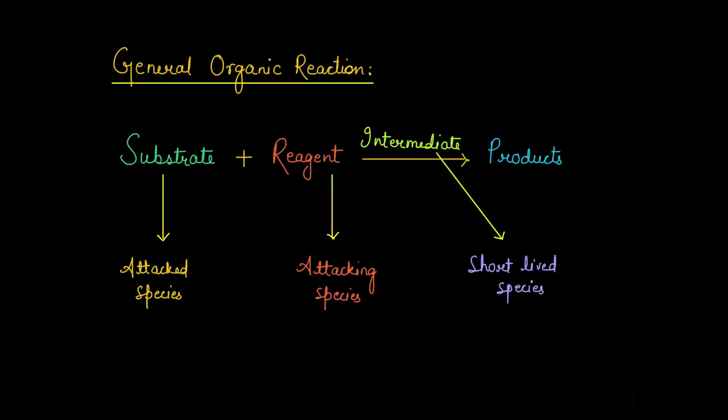So if we look at any general organic reaction, we find there's a substrate, there's a reagent, which combine to form products. So what is a reagent? Reagent is the attacking species which attacks the substrate. So substrate is the species which is getting attacked. And in the process, we find an intermediate is formed, which is a short-lived species. Not every reaction has an intermediate, but most of them have it. And substrate and reagent combine to form multiple products or a single product.